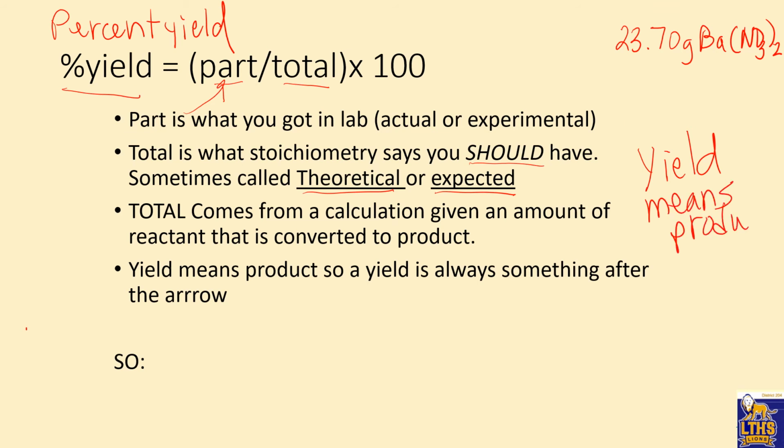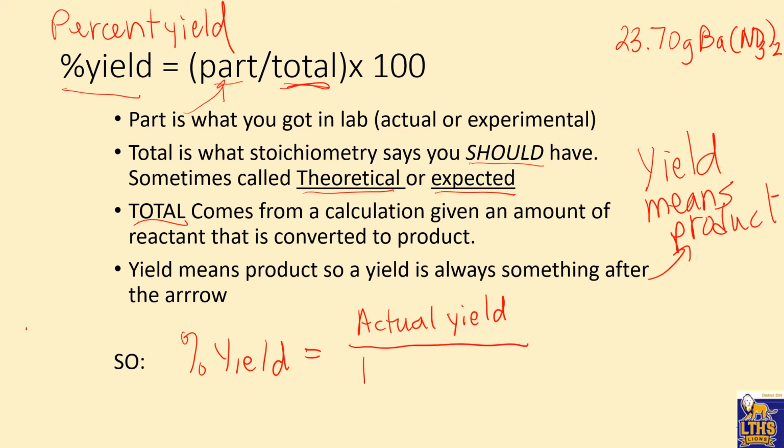So anytime you're asking about a yield, you're asking about something that comes after the arrow. So the total down here comes from a calculation given an amount of reactant that's converted to product. Yield means product. Okay. So percent yield has a formula that's the actual yield, the part that comes from an experiment, divided by a theoretical yield, which is the part that comes from doing stoichiometry, times 100, okay? So actual yield is either given in the problem or you make it in the lab. Theoretical yield is what we've been doing with stoichiometry calculations.